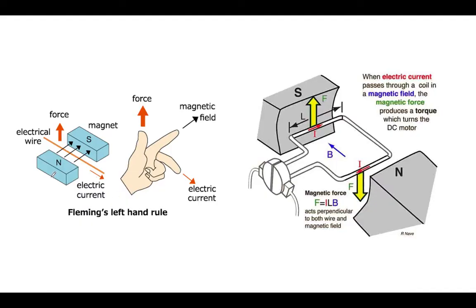The motor's basic principle is that when a current conducting wire is placed perpendicular in a magnetic field, it will experience a force. The direction of this force can be determined by Fleming's left-hand rule. So here we have an internal diagram of a simple DC motor.